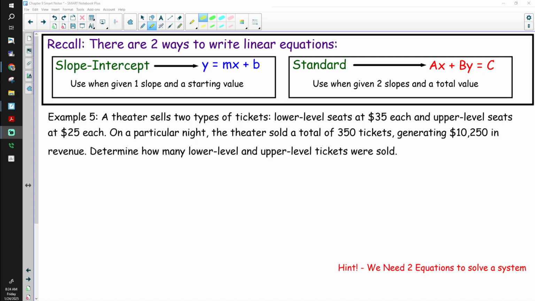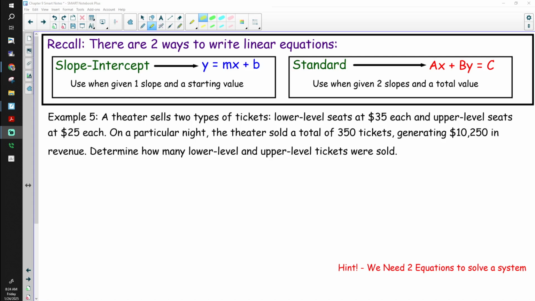And c represents our total amount. Based on the context of the story is how you determine which one you're going to use, which is honestly the hardest part. But there is a very good way to tell. So again, slope-intercept will give us a starting value and a rate. Standard form will give us two rates, and it will give us a total amount.